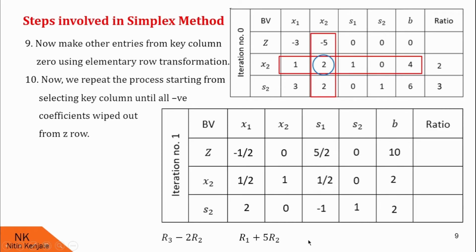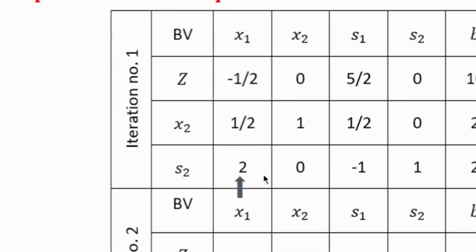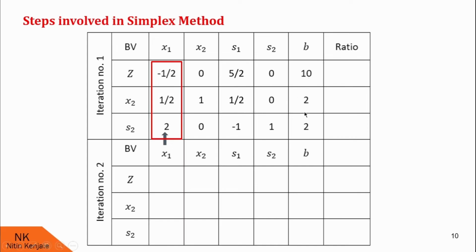Now we repeat this process starting from selecting key column until all negative coefficients are wiped out from Z row. I see there is still one negative coefficient left in Z row. So we continue this process. Now we select the key column first. So this is the key column because Z has only this element which is negative. Next, we divide elements from RHS solution by elements from key column. So 2 by 1 by 2 is 4, 2 by 2 is 1.